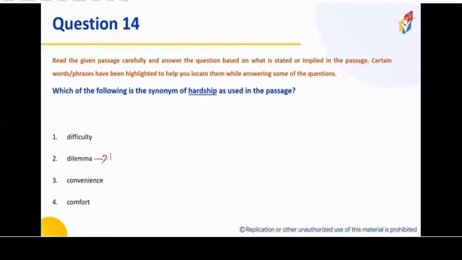Dilemma, on the other hand, means you do not know which choices to choose from. So you're stuck between two choices. That is when you have a dilemma. But here, you do not have a choice. You do not have money. You do not have money to buy food.